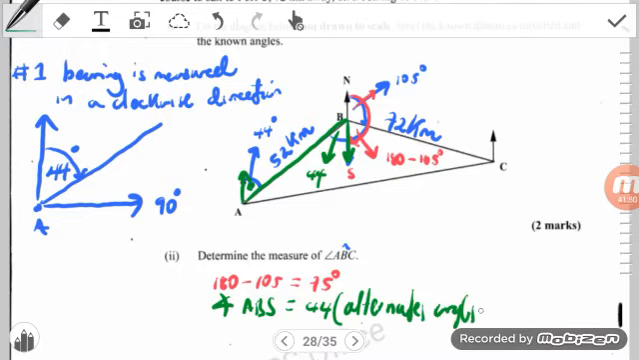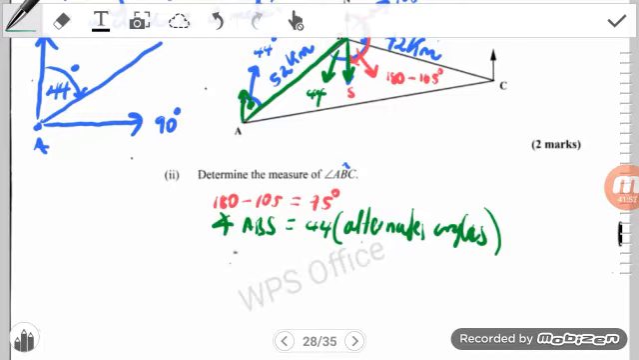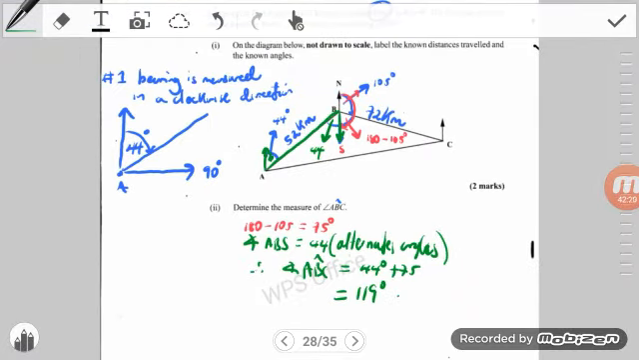Alright, and then now we have basically found our angle. Our final angle is going to be, therefore, angle ABC is equal to that 44 degrees plus that 75 degrees. And then we go on our calculators, guys. 44 plus 75, that's going to give us a complete angle of 119 degrees. Pretty good.